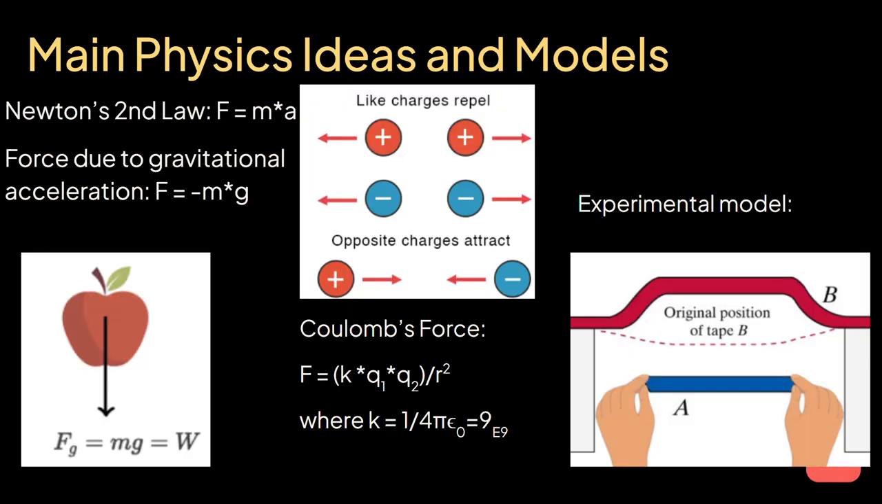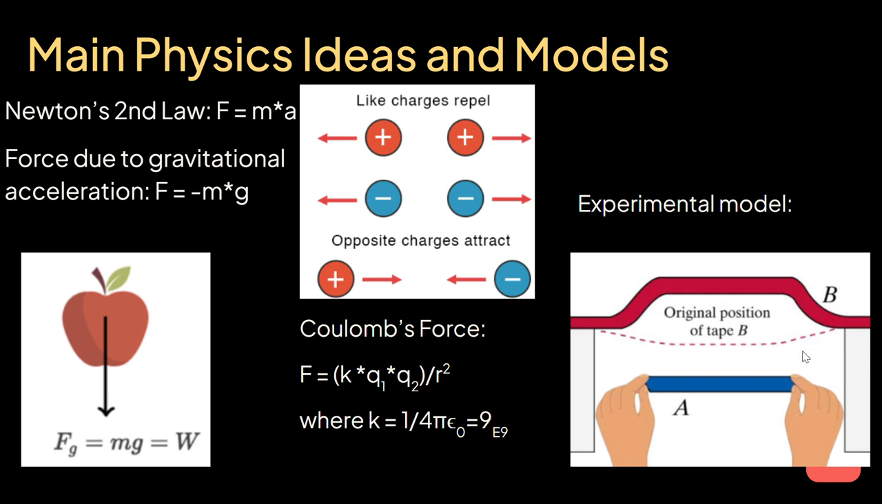Main physics ideas and models: F equals ma. In this case, acceleration would be gravitational acceleration. Also, Coulomb's law. This is important because it can determine the magnitude of the force. You see it's inversely proportional to the square of the distance between the charges. So basically, the bigger the distance is, the weaker the force is going to be. Also, opposite charges will attract each other, and like charges will repel each other. This can help us determine the sign of one charge if we know the sign of the other.